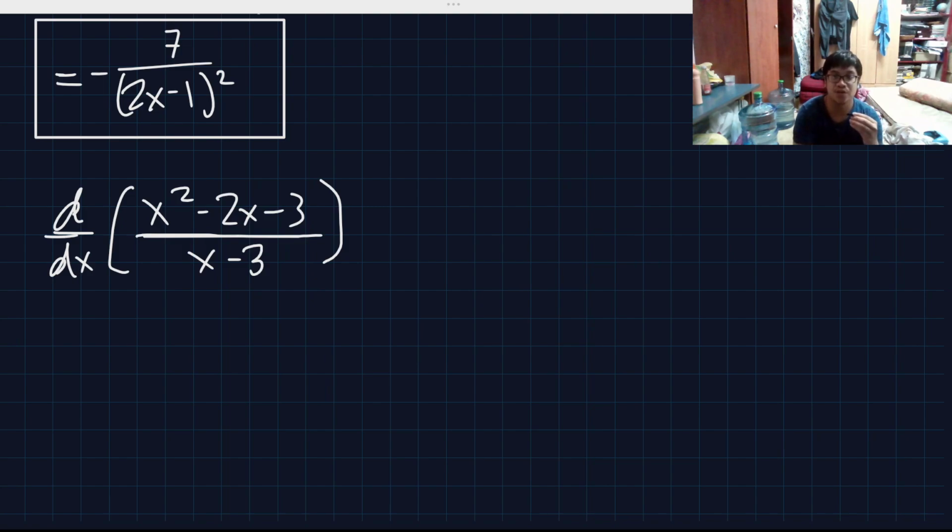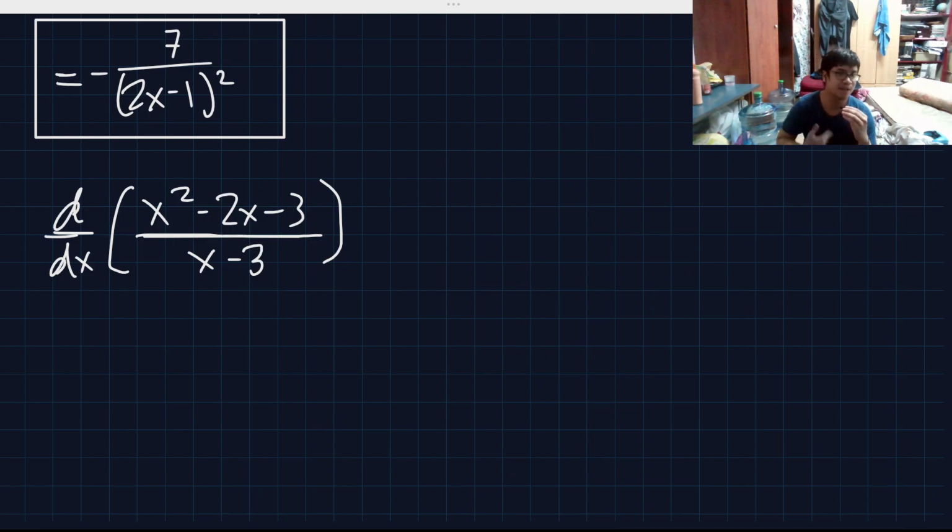So we have a function above and a function below. So we have x squared minus 2x minus 3 as a numerator, and we have x minus 3 as a denominator. So I think you already know what to do here. You're going to use the quotient rule of differentiation. But for me, I'm not going to do that. I mean, it's up to you. You can use the quotient rule of differentiation. But for me, I'm not going to do that.